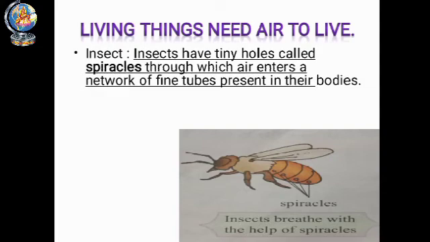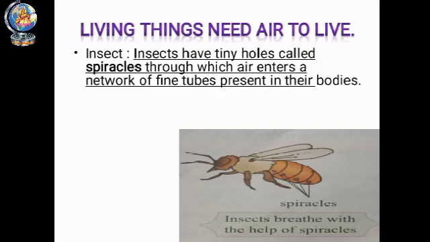Let's go to the next one: insects. So this is also important. What are spiracles? Insects have tiny holes called spiracles through which air enters. A network of fine tubes is present in their bodies. Air enters through these spiracles.